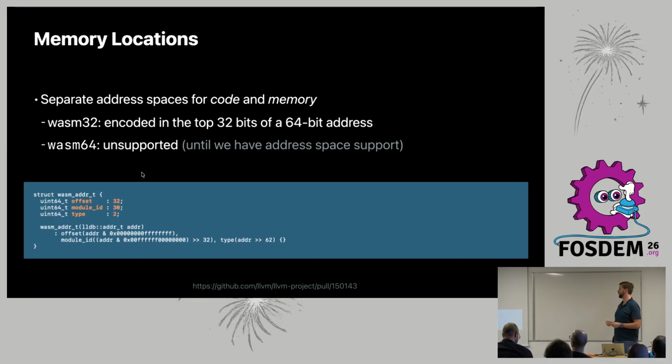And what we did is we used the top 32 bits of a 64-bit address to encode the address space. We use the first 2 bits for the type, so like code or memory, and then the remaining 30 bits we use to encode the module. And so this approach works well for 32-bit Wasm, which is still very much the default. But obviously for Wasm64, we'll need all 64 bits for the address, and we will need to come up with something different. Luckily, this address space support in LLDB is something that we've been discussing on the forums.